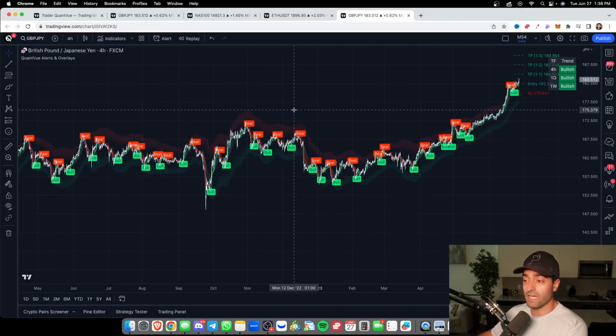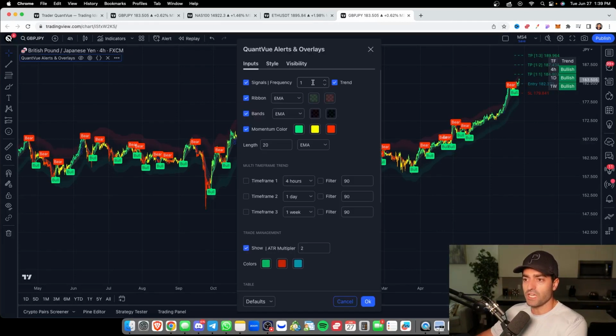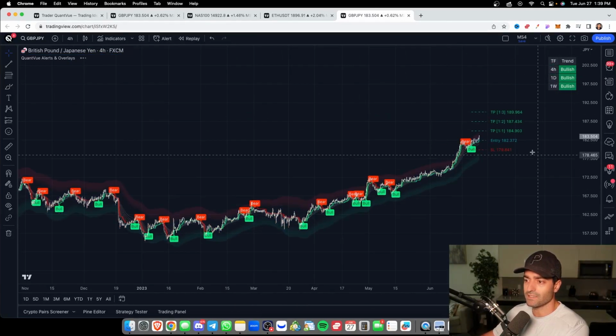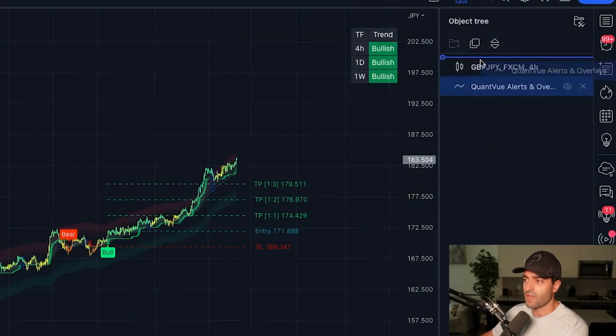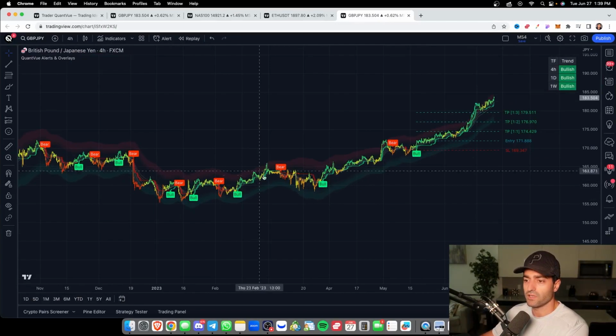Now, right away, you're going to see obviously a ton of signals. What we first want to do, and some settings that we found to be really strong for a more balanced trading approach, is to change the frequency right here at the top. I like going with 2. This will just reduce the amount of signals you get from the toolkit. Also, make sure you drag the alerts indicator above the candles so you can see the trend coloring here on the actual candlesticks.